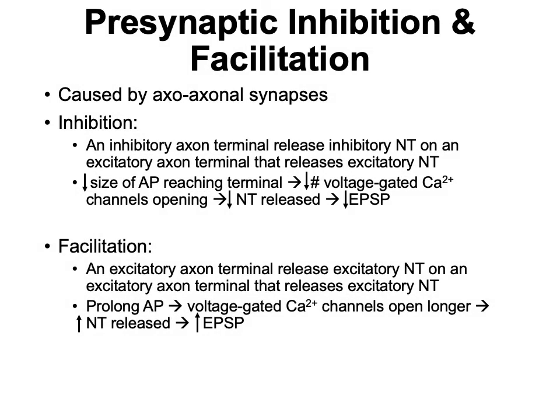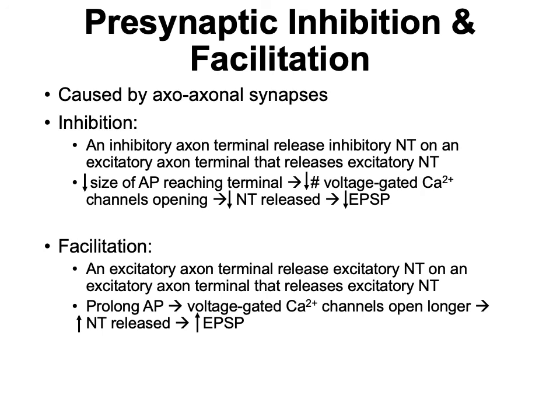So here I try to write the process down. Presynaptic inhibition and facilitation caused by axonal synapses. Inhibition is when an inhibitory axon terminal releases an inhibitory neurotransmitter on an excitatory axon terminal that releases an excitatory neurotransmitter. It will decrease the size of the action potential reaching the terminal, which will decrease the number of voltage-gated calcium channels opening, which will decrease the neurotransmitter released, and that'll decrease the excitatory postsynaptic potential.